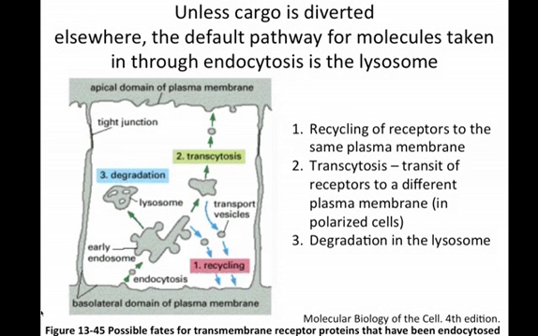Okay, so unless cargo is diverted elsewhere, the default pathway for molecules taken through endocytosis is the lysosome. You can get diversion by recycling back to the plasma membrane, so that's the recycling endosomes. And then you can also get transcytosis, which is transit of receptors to a different plasma membrane of the same cell, and that's really in polarized cells which have apical domains and basolateral domains. And then you get degradation in the lysosome. So those are the different fates of receptors that are brought in through endocytosis.